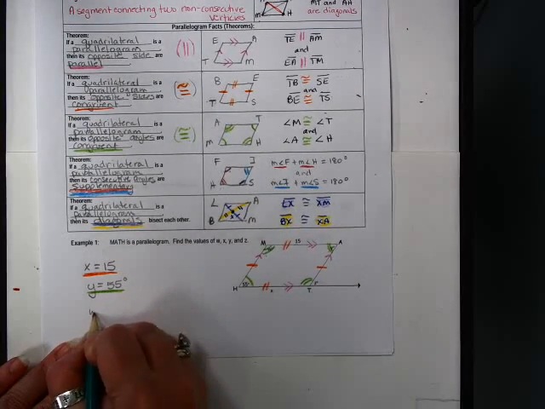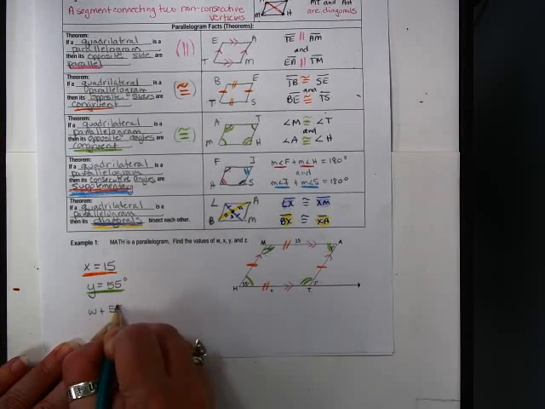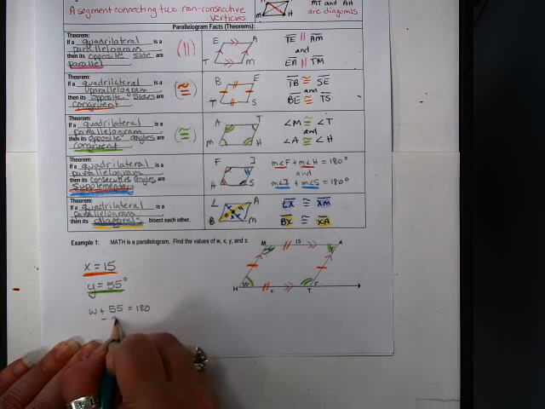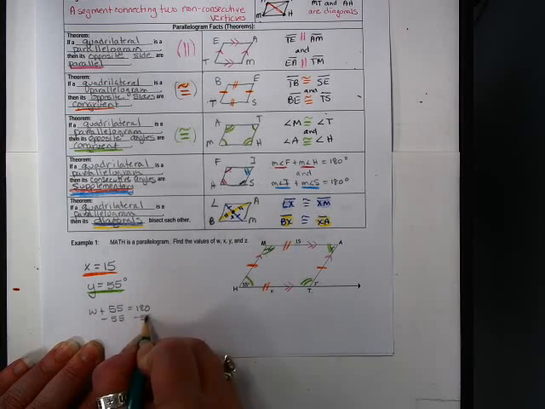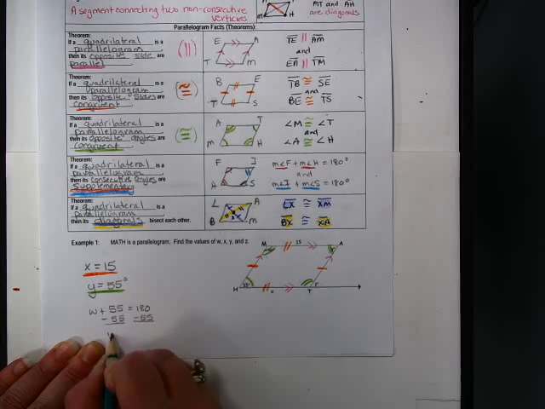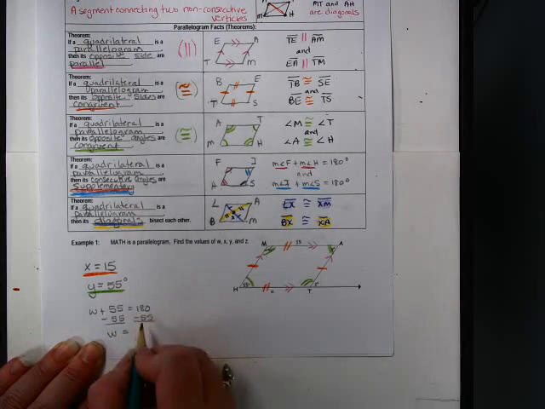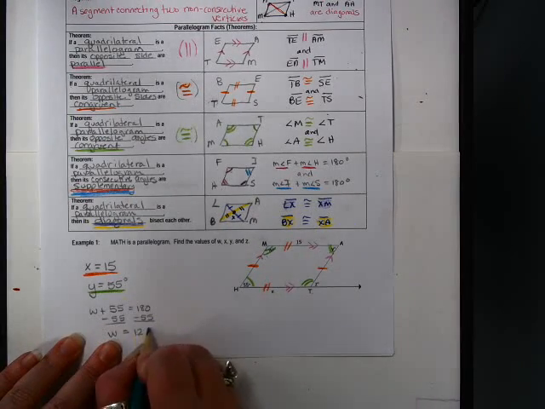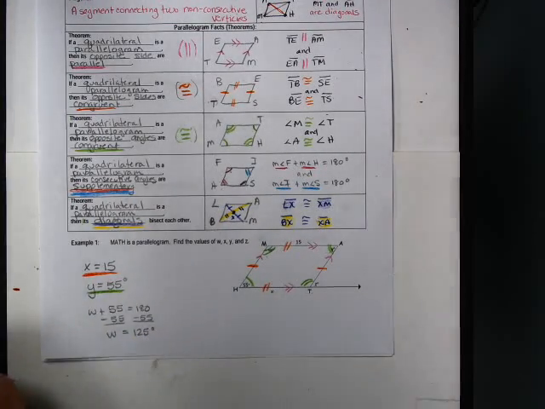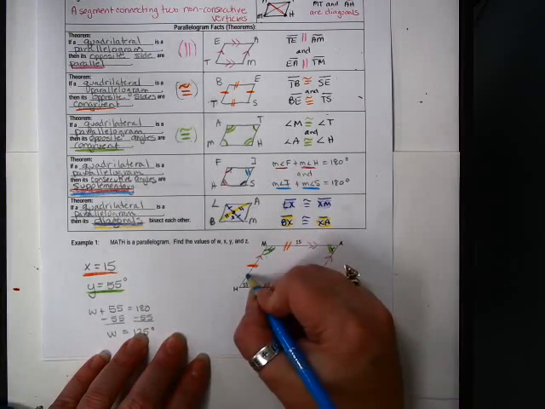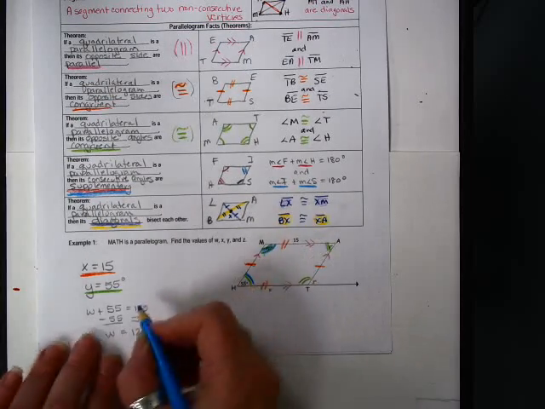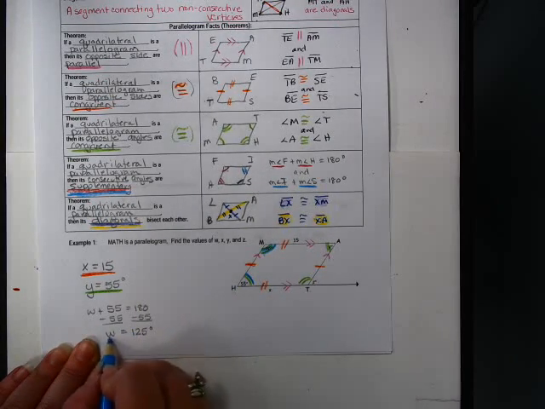W plus 55 equals 180. When you subtract 55 from both sides, you get W equals 125. And I'm just going to outline that one. I'm going to say that one in blue. See, this one was a single and this was a double. Okay, that came from the blue ones.